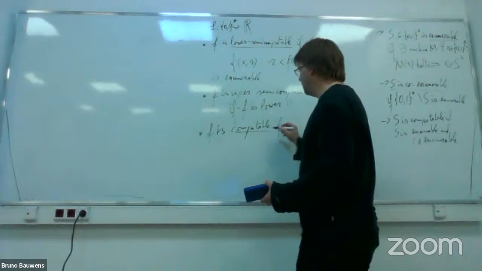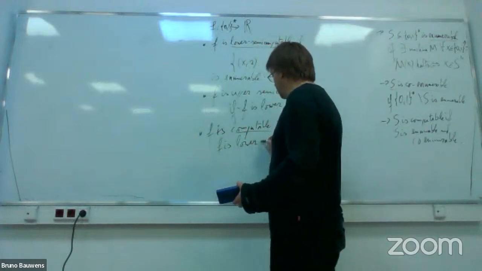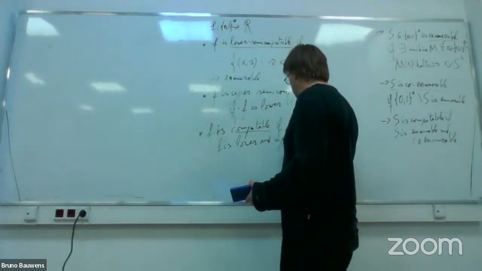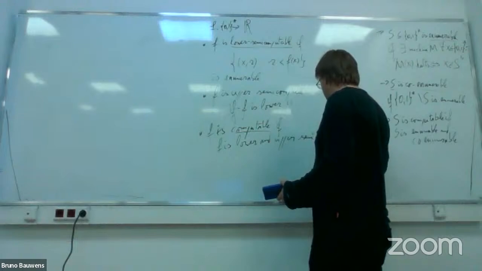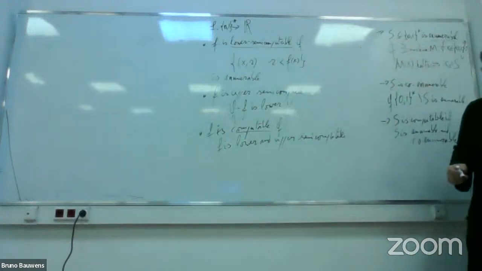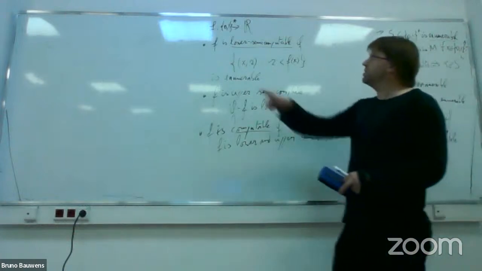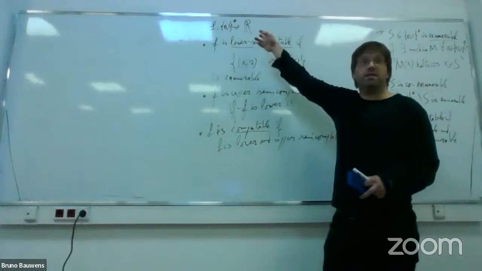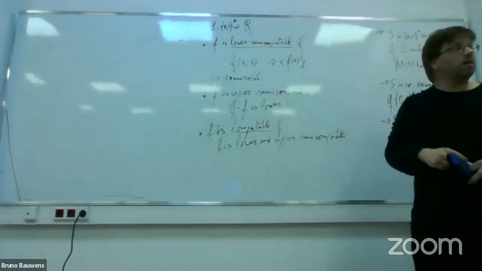If f is lower and upper semi-computable. And so the intuitive definition of f is computable means that you can approximate the value up to any desired precision.